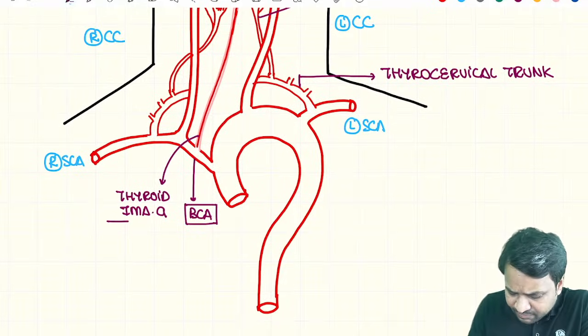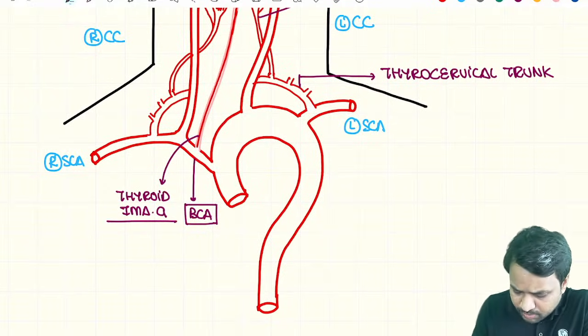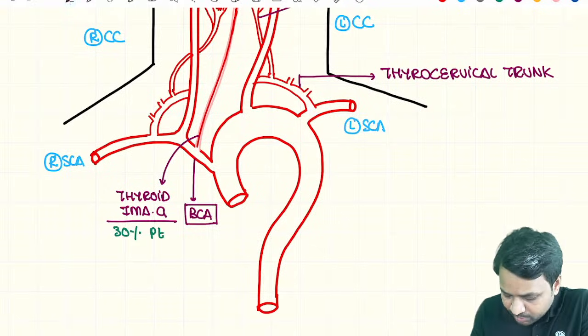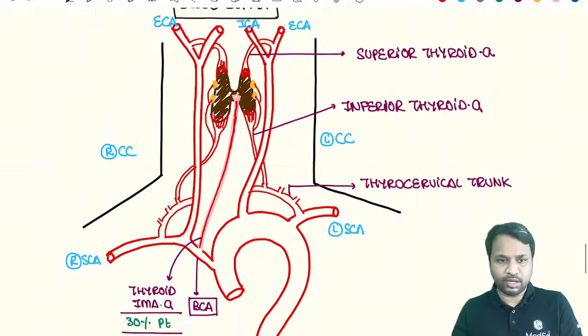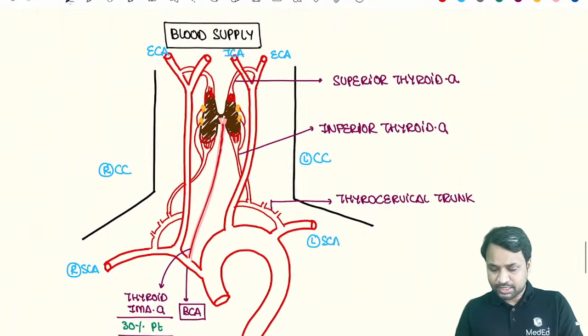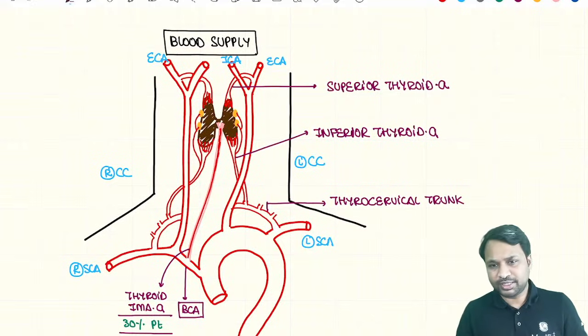It is not seen in everybody. Approximately 30% of patients are found to have the thyroidea ima artery. Okay, so this is the basic blood supply of the thyroid gland.